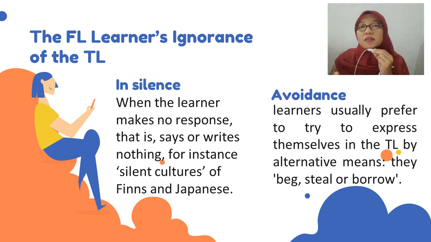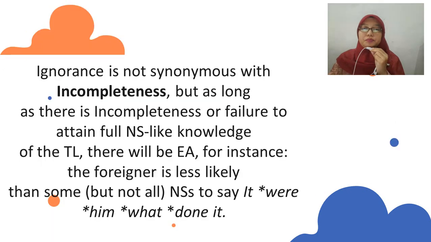Okay, the next one is about the foreign language learners' ignorance of the target language. In this kind of type, there are two. The first is silence and the second is avoidance. Silence means when the learner makes no response, that is, says or writes nothing. For instance, the silent cultures of Finns and Japanese. Avoidance means learners usually prefer to try to express themselves in the target language by alternative means. They beg, steal, or borrow.